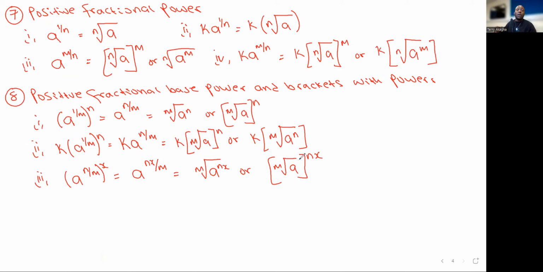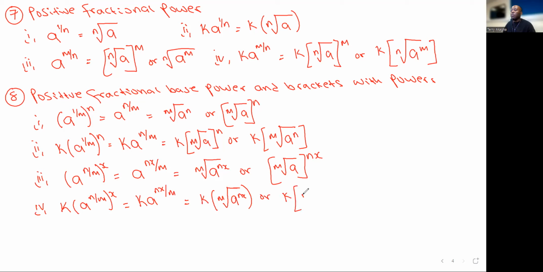So you can see the other following rules are just a build up on the previous ones. Is that okay? Now, if you have a constant, the same principle will apply. If you have a constant or a coefficient k raised to the power x, the same thing is going to give us k·a^(nx/m). You multiply all this, it's going to be k times the mth root of a^(nx), or it can be k into the mth root of a all raised to the power nx. Okay? Now that is the 8th rule.